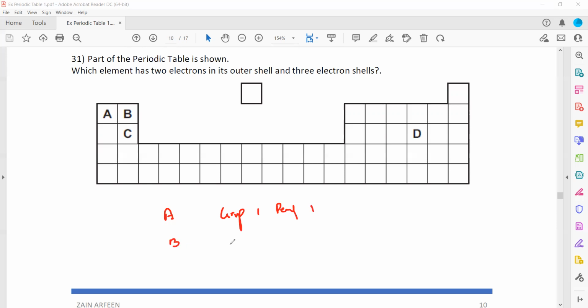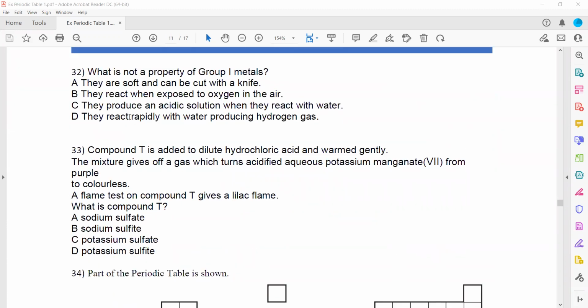What about B? B belongs to group 2 and period 2. What about C? It belongs to group 2 and period 3. And what about D? Counting groups 3, 4, 5 and 6, this is group 6. And what about the period? D belongs to group 6 and period 3. So we can identify the position of the element, its group and period, from the periodic table.